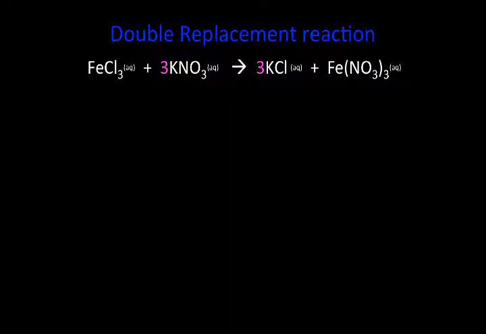Now we're going to go one step beyond what we've been doing. We know now how to write formulas, whether they're ionic, covalent, or diatomic. We know how, based on the type of reaction, to determine what the products will be, write their formulas, and then balance the entire equation.